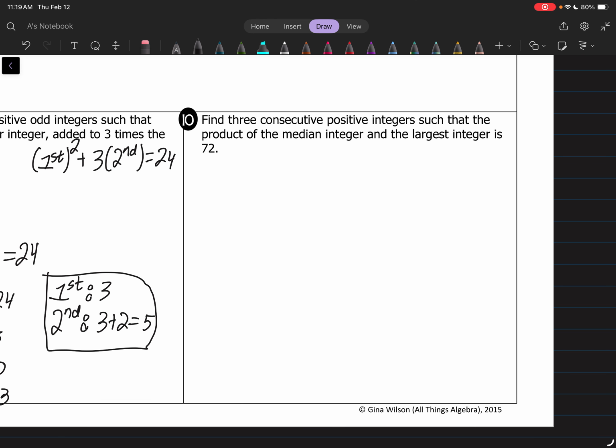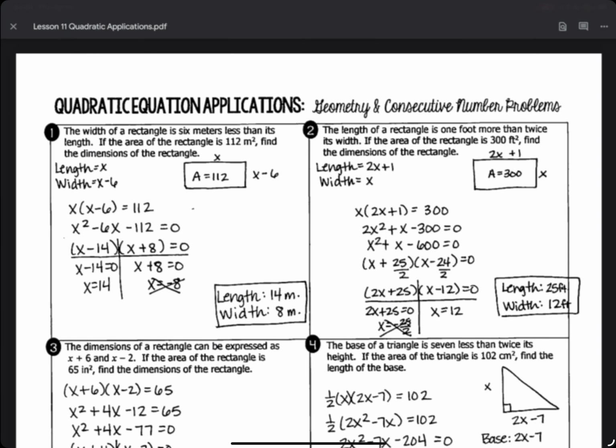Try number 10. This is all that I have for you today, so let's look at the answers.